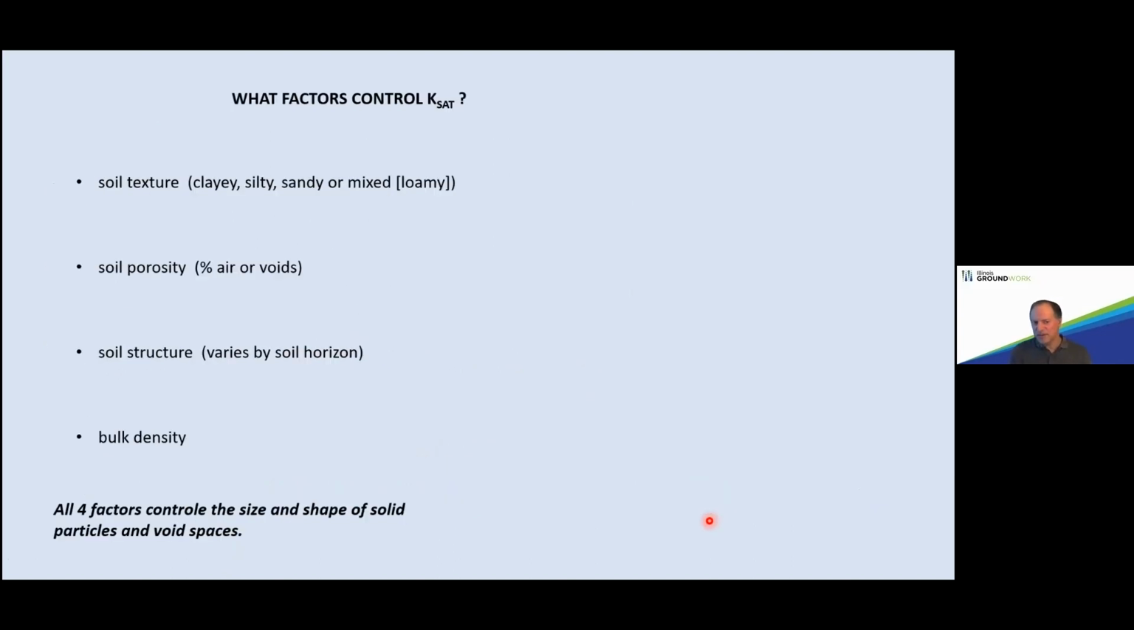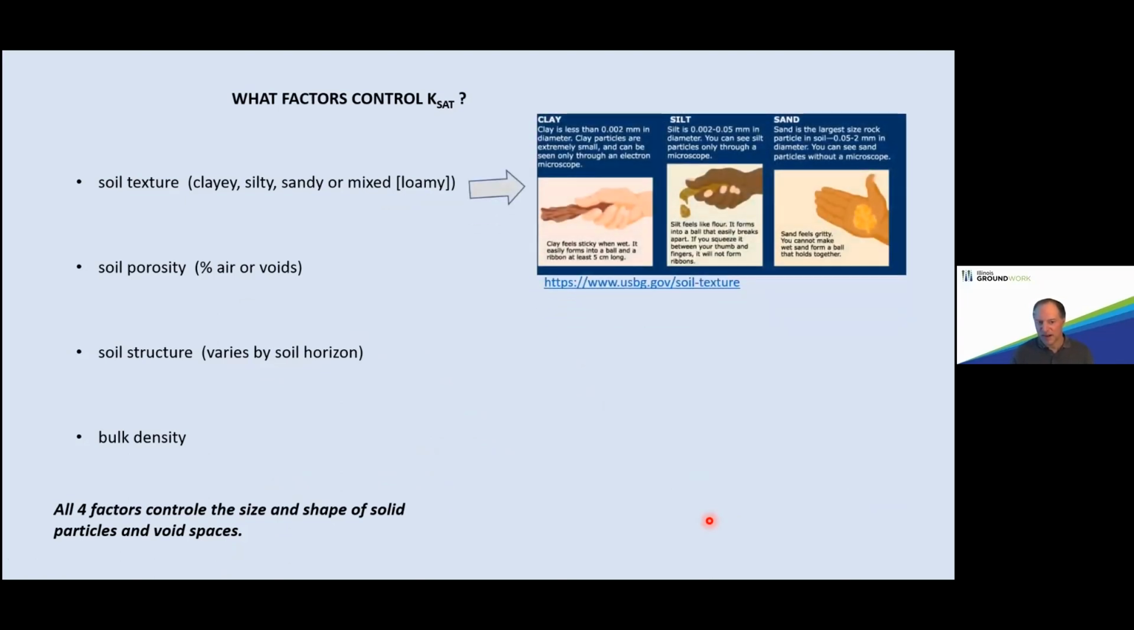So what different factors control hydraulic conductivity? Soil texture is a big one, whether it's clay, sandy, silty, or mixed, loamy texture. Soil porosity, what the percentage of air or void space is between these solid particles. Soil structure, and bulk density. And all four of those factors control the size and shape of solid particles and voids.